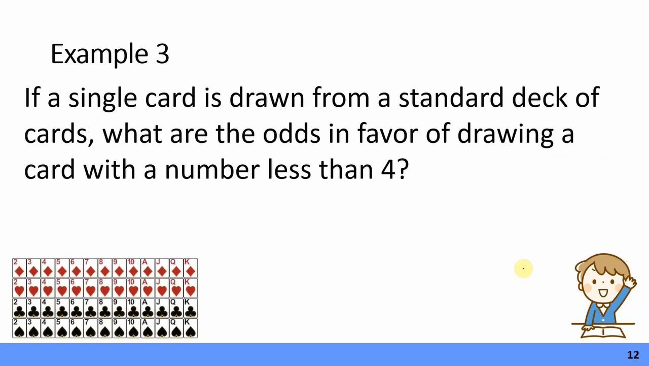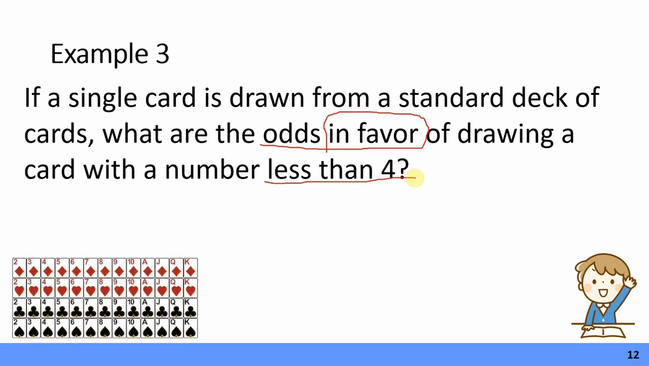All right, moving on to the next one. Again, like I said before, cards just lend themselves to being problems in math. So we're going to try this one here. So pretend you have a deck of cards, right? And you draw a single card. What are the odds in favor? So let me go ahead and just underline that real quick. Odds in favor of drawing a card with a number less than 4. All right, before you start panicking, let's just break this problem apart.